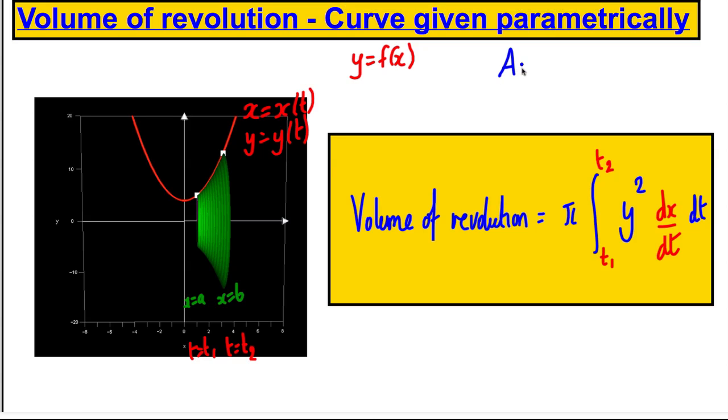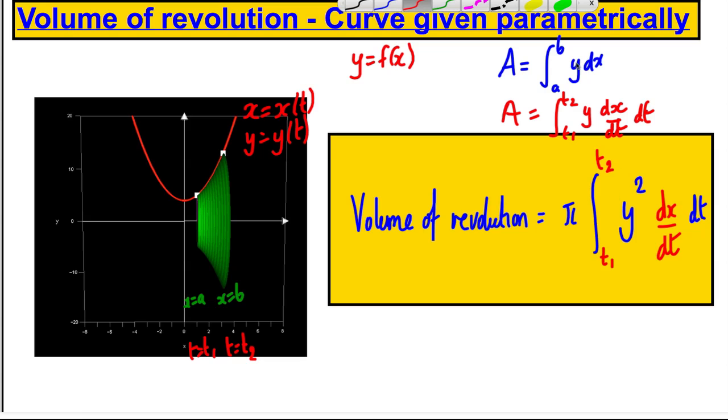If you remember, the area of a normal curve is the integral between a and b of y dx, and when we work that out parametrically, the area is the integral between t1 and t2 of y times dx by dt times dt. So we're doing a similar thing here.